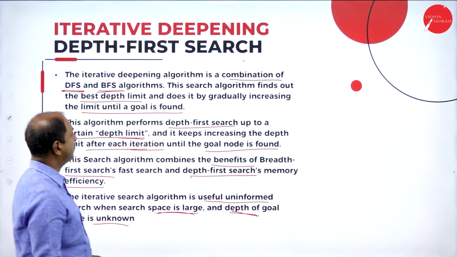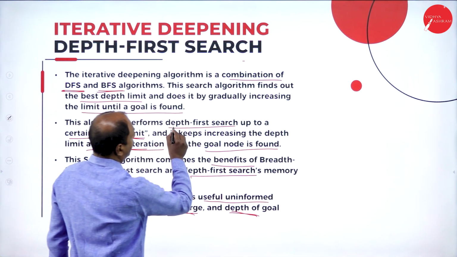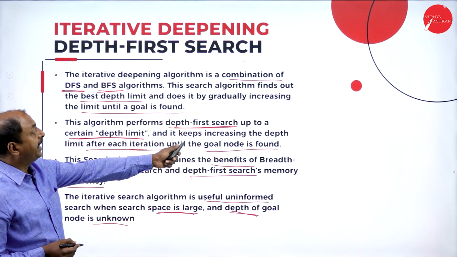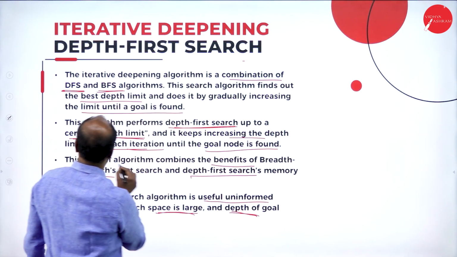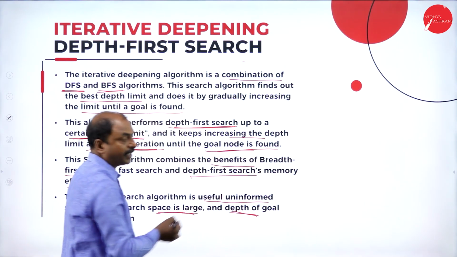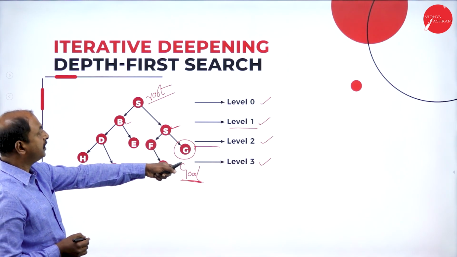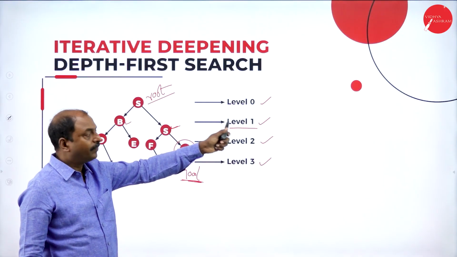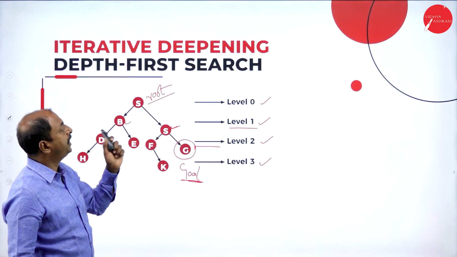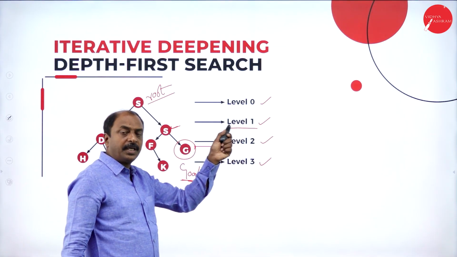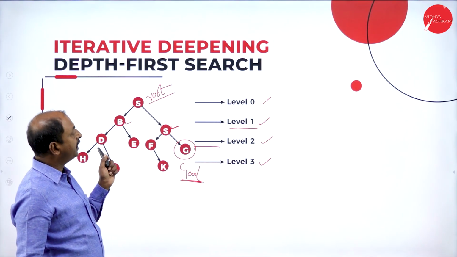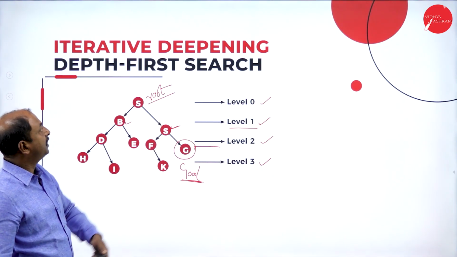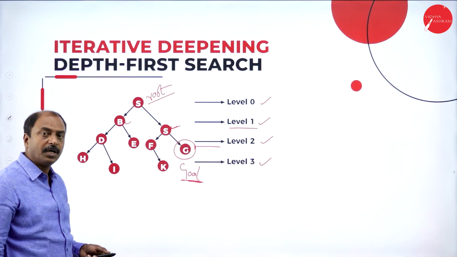That is what we have seen in the definition here. It performs depth first search up to a certain limit. It keeps increasing the limit, increasing the depth, until the goal node is found. If the goal node is not found in level 0, it extends the limit to level 1, then does the search operation. If the goal node is not found here, it increases the limit to the next level, and proceeds until it reaches the goal node. So this is the iterative deepening depth first search algorithm.